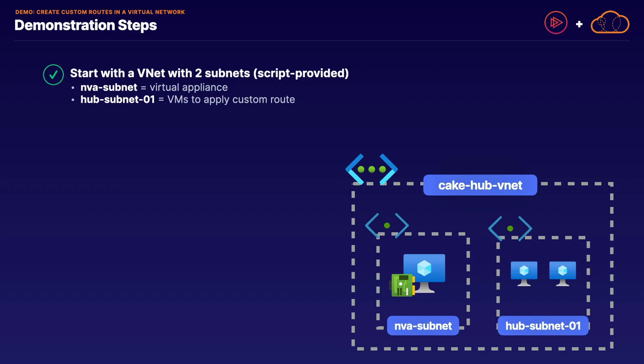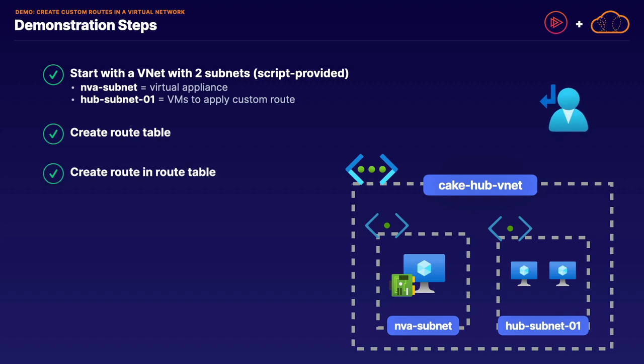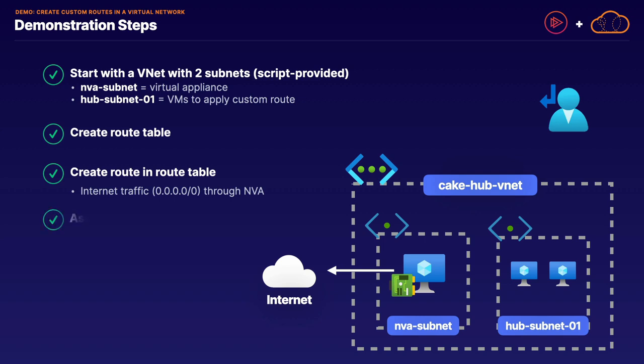Once our environment is built out, we are then going to create our custom routes by first creating a custom routes table, and then creating a custom route inside of that route table, which is going to direct all internet outbound traffic, or in other words, all zeros, through a network virtual appliance, which is populated by our virtual machine in the NVA subnet. And then after we create our custom route, we are then going to associate our hub subnet 01 subnet with that route table, which will then effectively force all internet outbound traffic through our virtual appliance and then out to the internet.